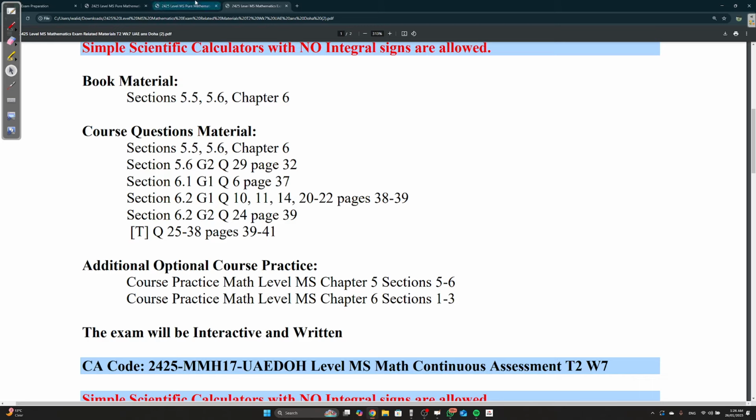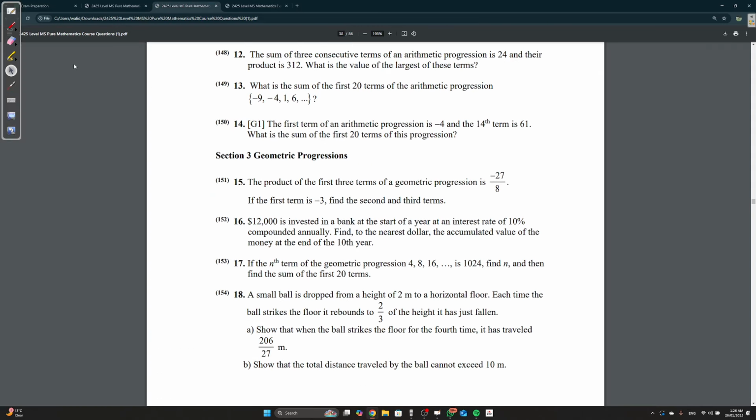Question 14, I think. The first term of an arithmetic progression is negative 4, and the 14th is 61. What's the sum of the first 20 terms? Okay. S_n is equal to n over 2 times (a1 plus a_n). But in this case, we don't have the 20th term, so we can use another formula, right?